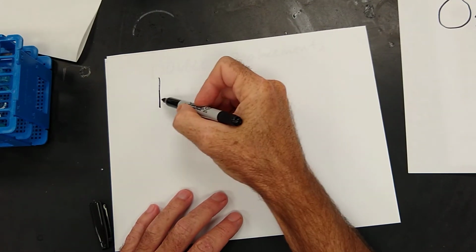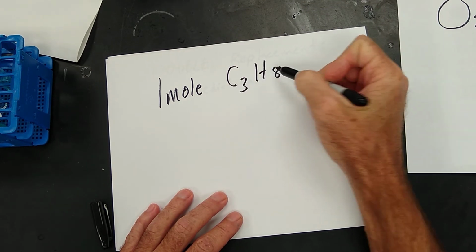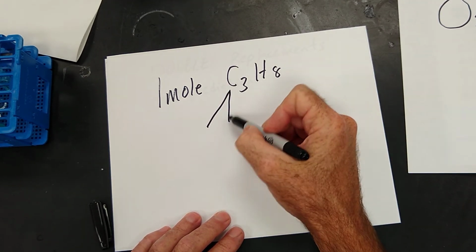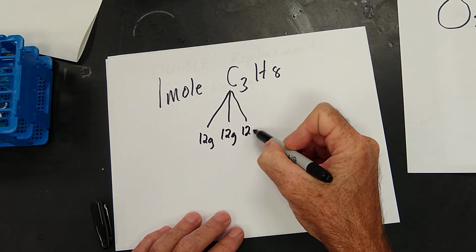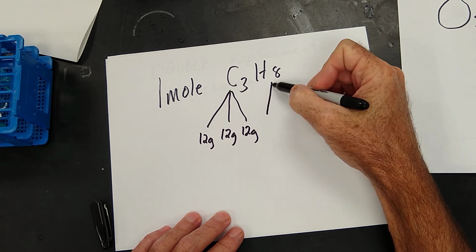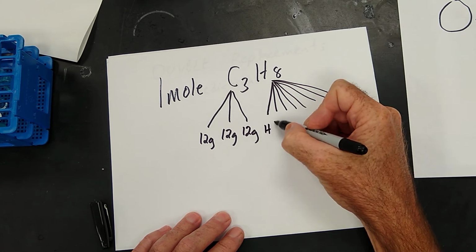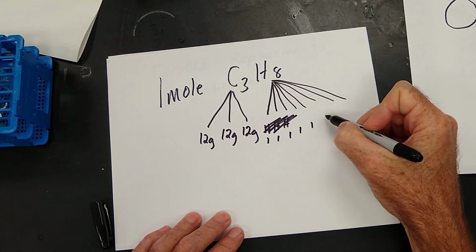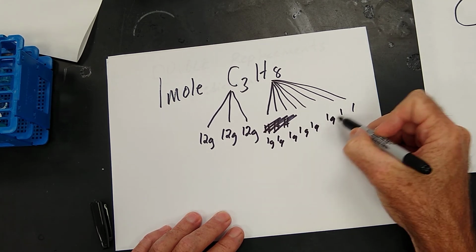Why don't you try one yourself here? How much would 1 mole of propane weigh? Why don't you tell me? Work on it, all right? Every carbon weighs 12 grams. And you've got 3 carbons on every one of these molecules. And then you have 8 hydrogens. I should be writing a 1 here every time. 1, 2, 3, 4, 5, 6, 7, 8. Every hydrogen atom weighs 1 gram per mole.